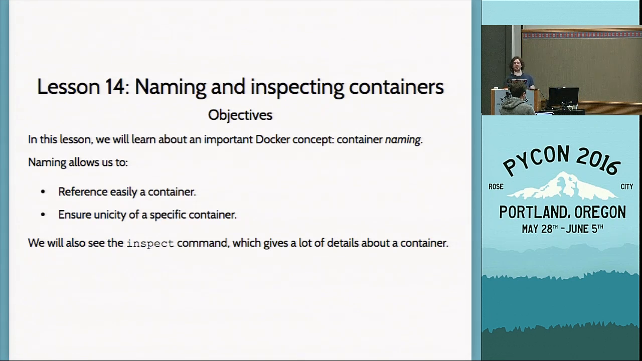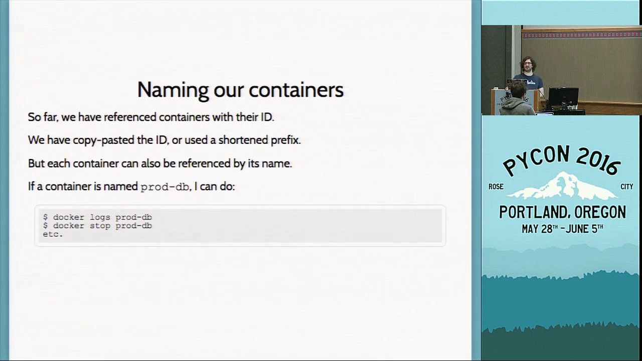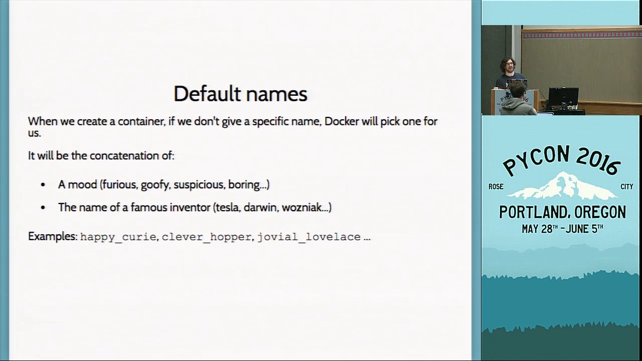So first, naming and inspecting containers. Names are a way to identify containers. Instead of specifying the ID, you can put a symbolic name. For instance, you can say the container running my production database will be proddb. So now instead of doing docker logs FAC09 something something, I can do docker logs proddb, docker stop proddb, and so on.